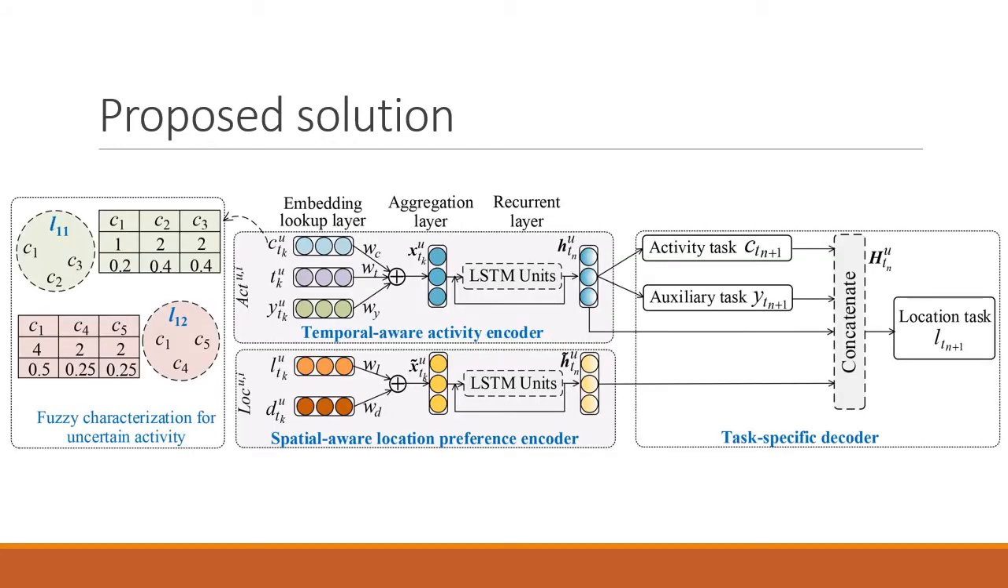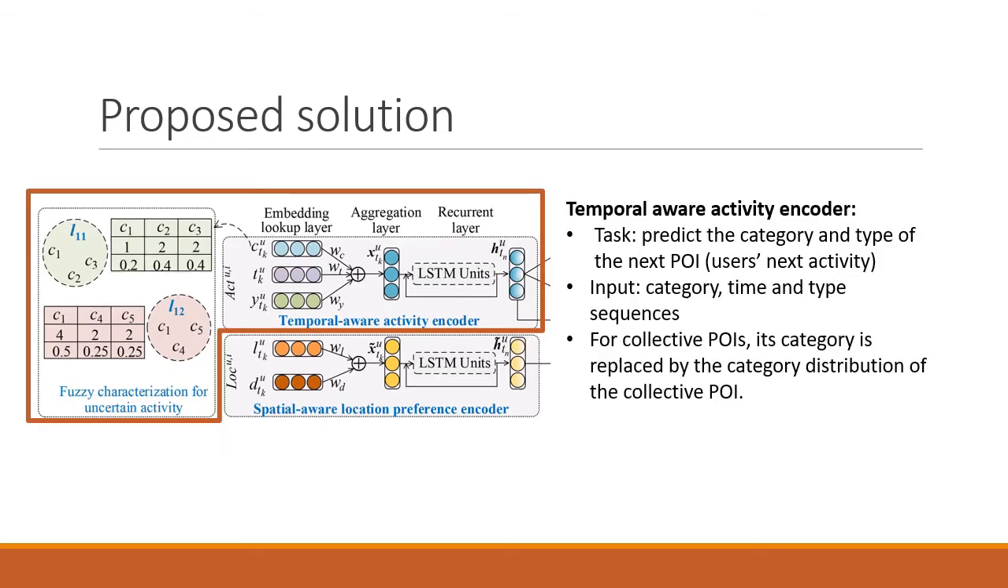This is the structure of our proposed model, IMTL. It has 3 parts, and we utilized 2 LSTM modules to learn the sequential information of a user's visit sequence. I will discuss each part separately. The first module is called the Temporal-Aware Activity Encoder. Its task is to predict the user's next category of visit, or what we call activity, because the category captures users' intention on the next activity.